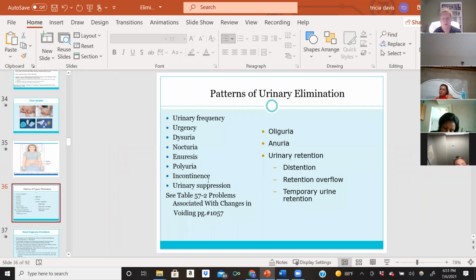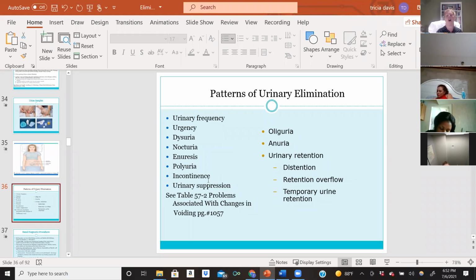All right, so some issues that we can see with urinary elimination. We can have urinary frequency. We talked about some of these: urgency, dysuria, nocturia, enuresis, polyuria, incontinence, urinary suppression. We can deal with oliguria and anuria, which is the very little output of urine. I think oliguria is 400 in a day, anuria is 50 in a day.